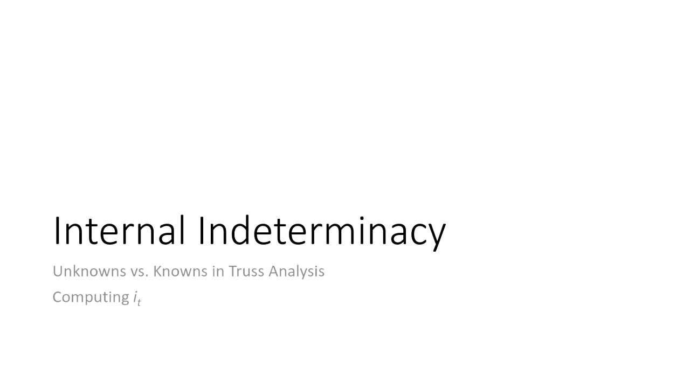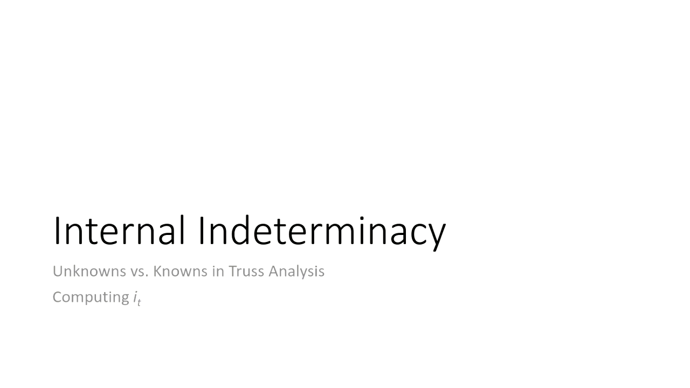What I want to do is take a real quick detour and talk about internal indeterminacy, unknowns versus knowns when you're doing truss analysis. And I want to talk about a new term, this term I sub T. It's really simple to compute, but I'll introduce it. I want everybody to understand where it's coming from.